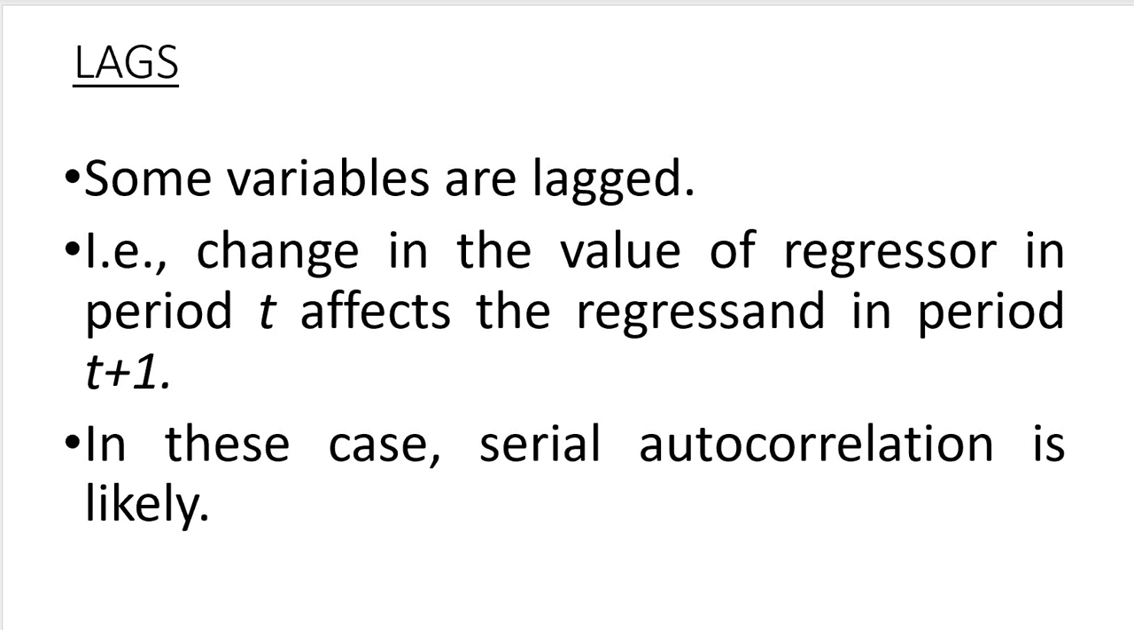Okay, so there are several fundamental causes for autocorrelation, and one of them is that some variables are lagged. So a change in the value of the regressor, the independent variable, in period t affects the regressand, the dependent variable, in period t plus 1. So in this case, serial autocorrelation is really likely to occur. For instance, you can think about the effect of education on productivity of employees, or even better, spending on education and training of employees and their productivity.